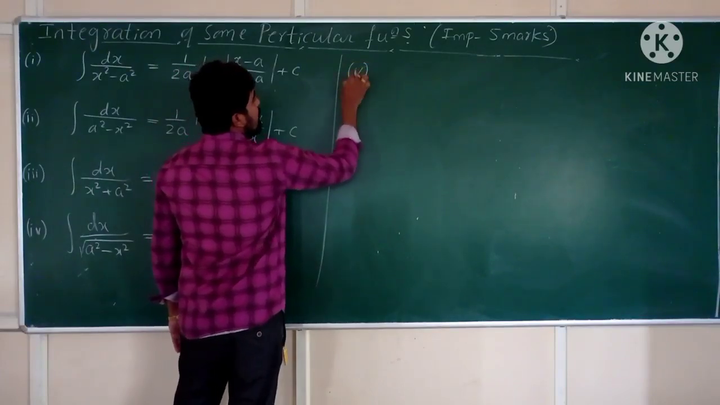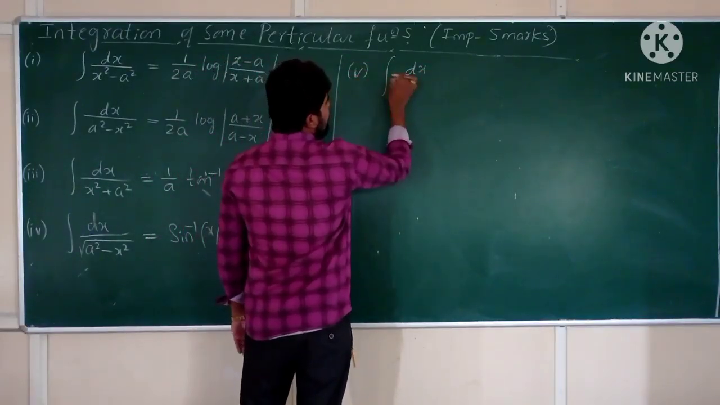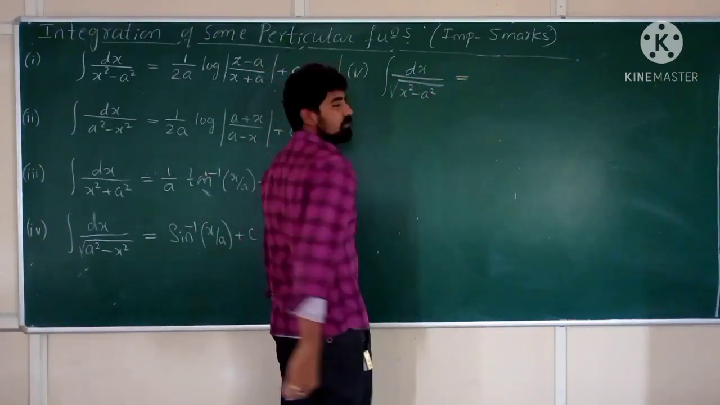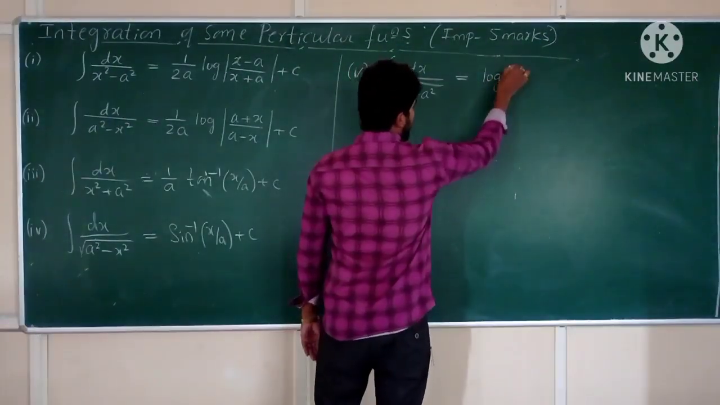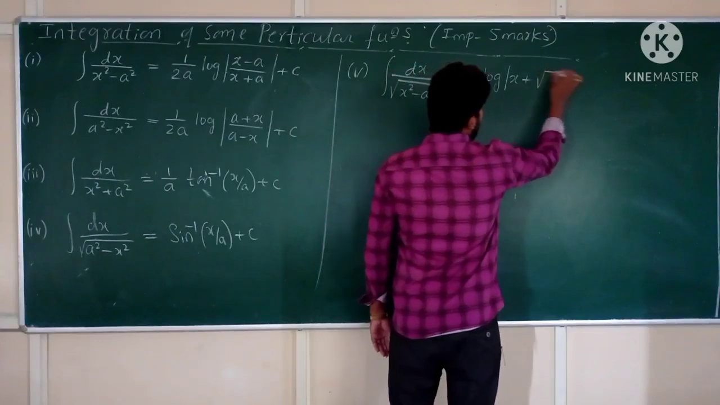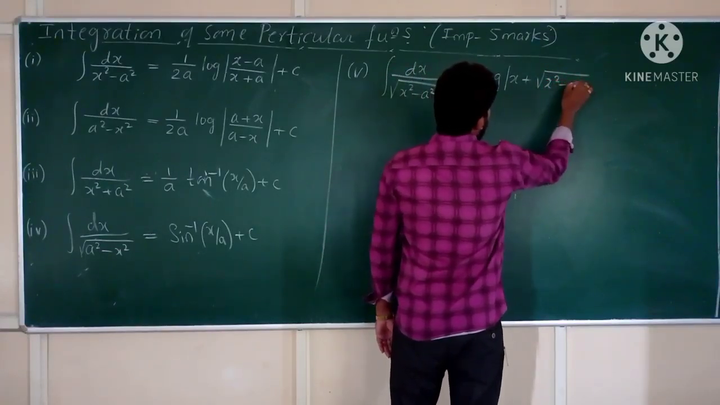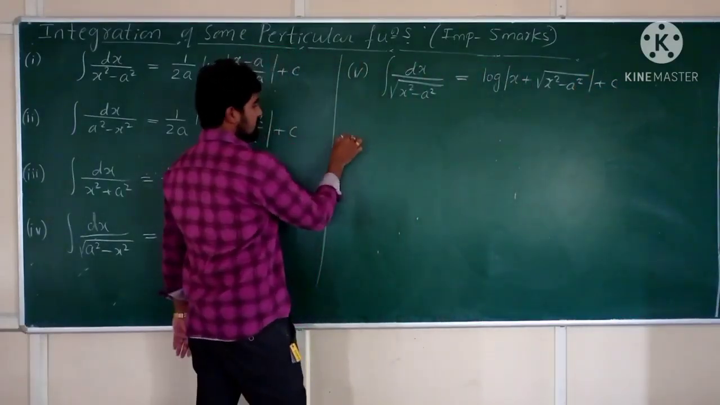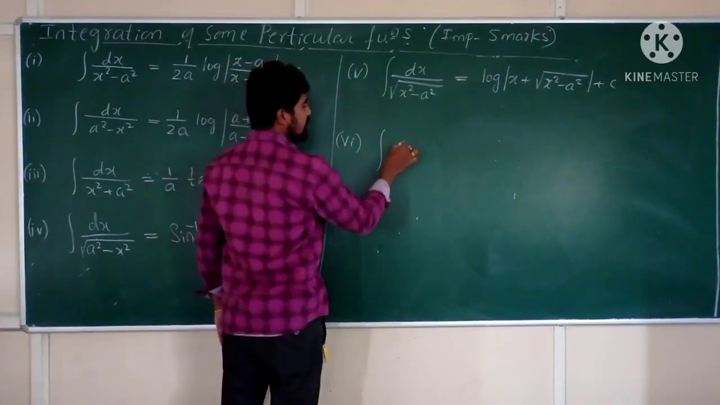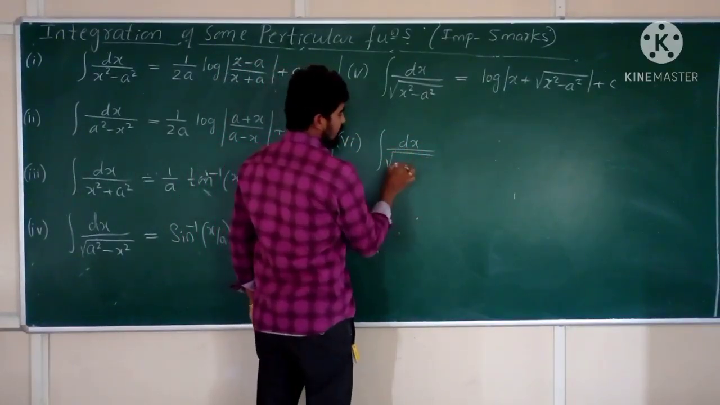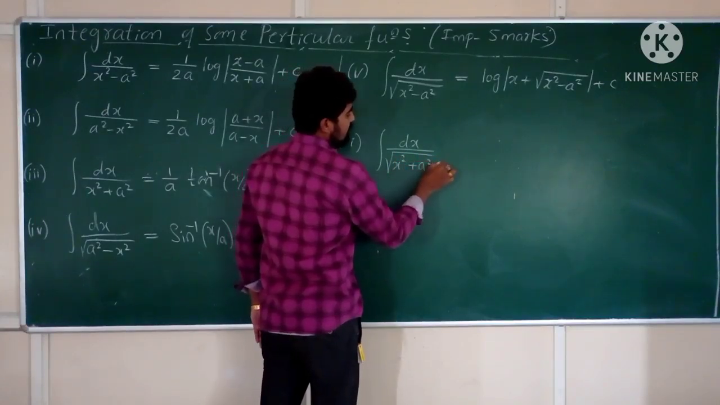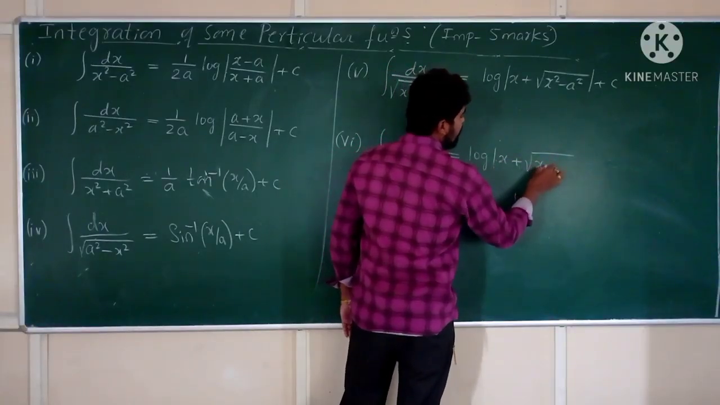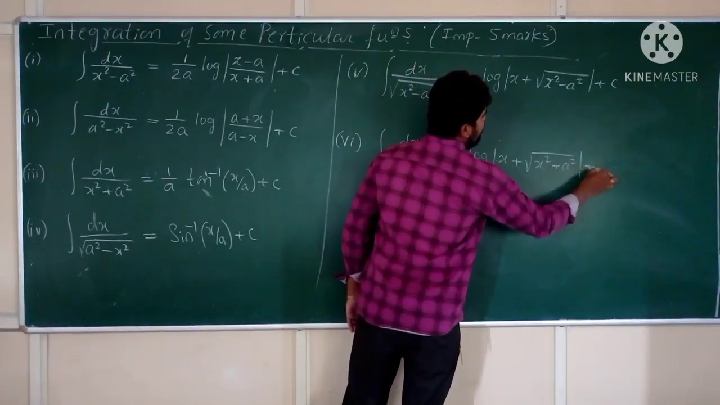And the fifth one is integration of dx divided by square root of x square minus a square, which is equals to log of x plus square root of x square minus a square plus c. And the sixth one is integration of dx divided by square root of x square plus a square, which is equals to log of x plus square root of x square plus a square.